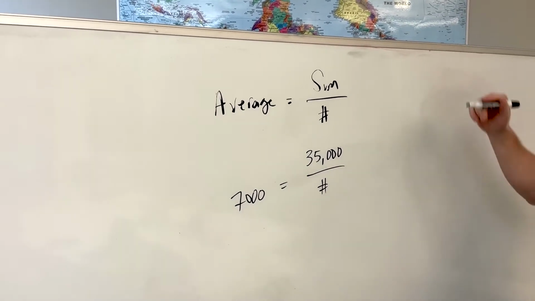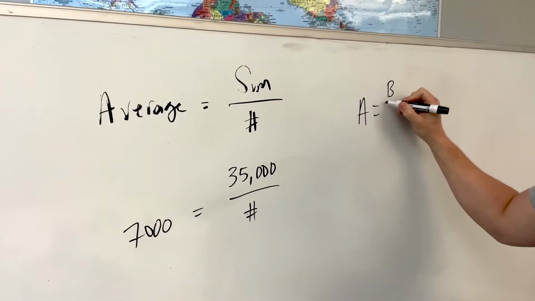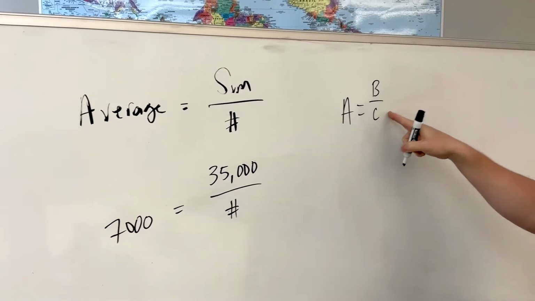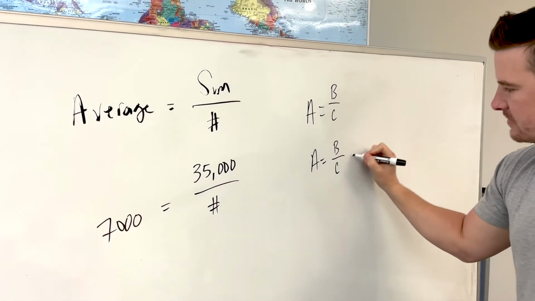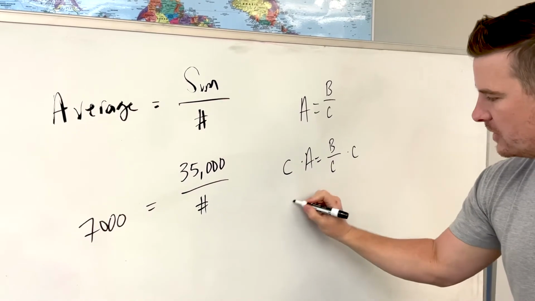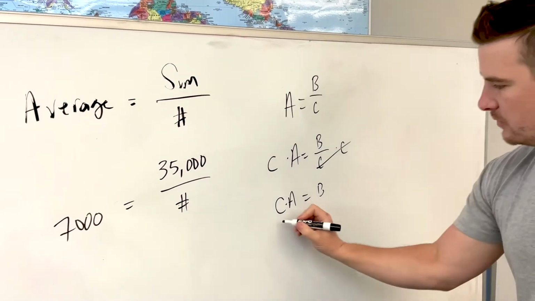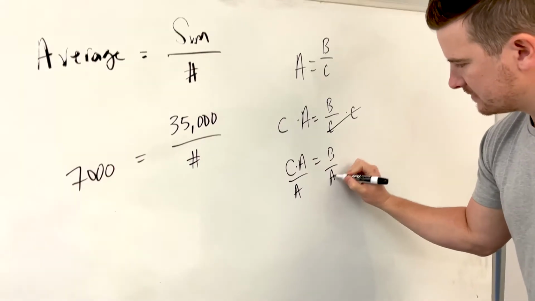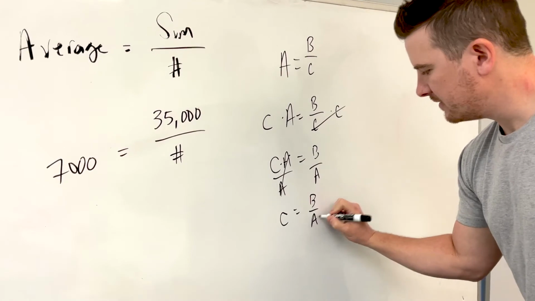So let's look at this with just variables. So we have A equals B over C. We want to isolate the C. One thing we can do is multiply both sides by C. So now we have C times A equals B. And then we divide both sides by A. We have C equals B divided by A.